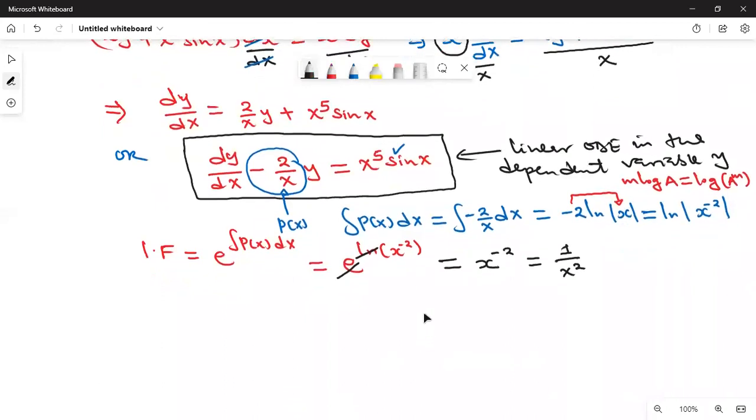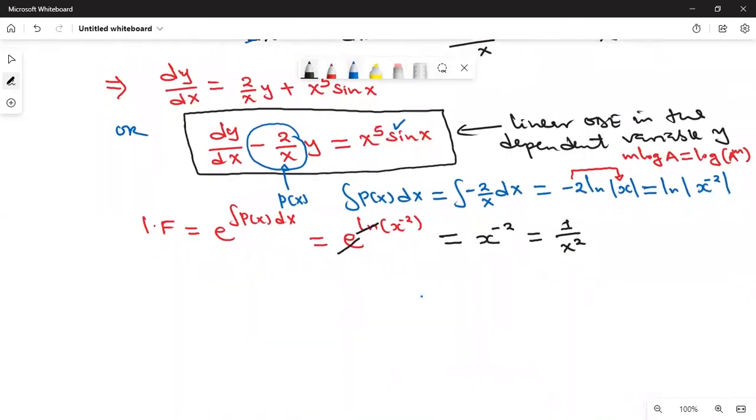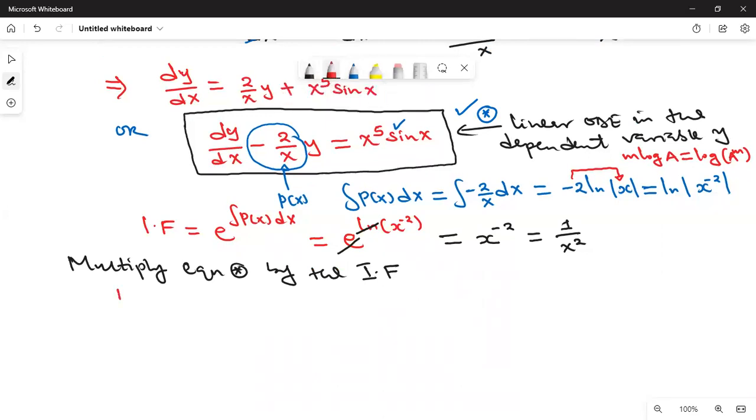Now, the next step, you multiply the linear ODE. Let's call it this one, the equation star. So that's what you multiply by the integrating factor. So you can write multiply equation star by the integrating factor, of course, on both sides. So we'll have 1 over x squared times dy dx minus 2 over x cubed times y is equals to, remember, x raised to 5 divided by x squared, that is x cubed. That will be x cubed times sine x.